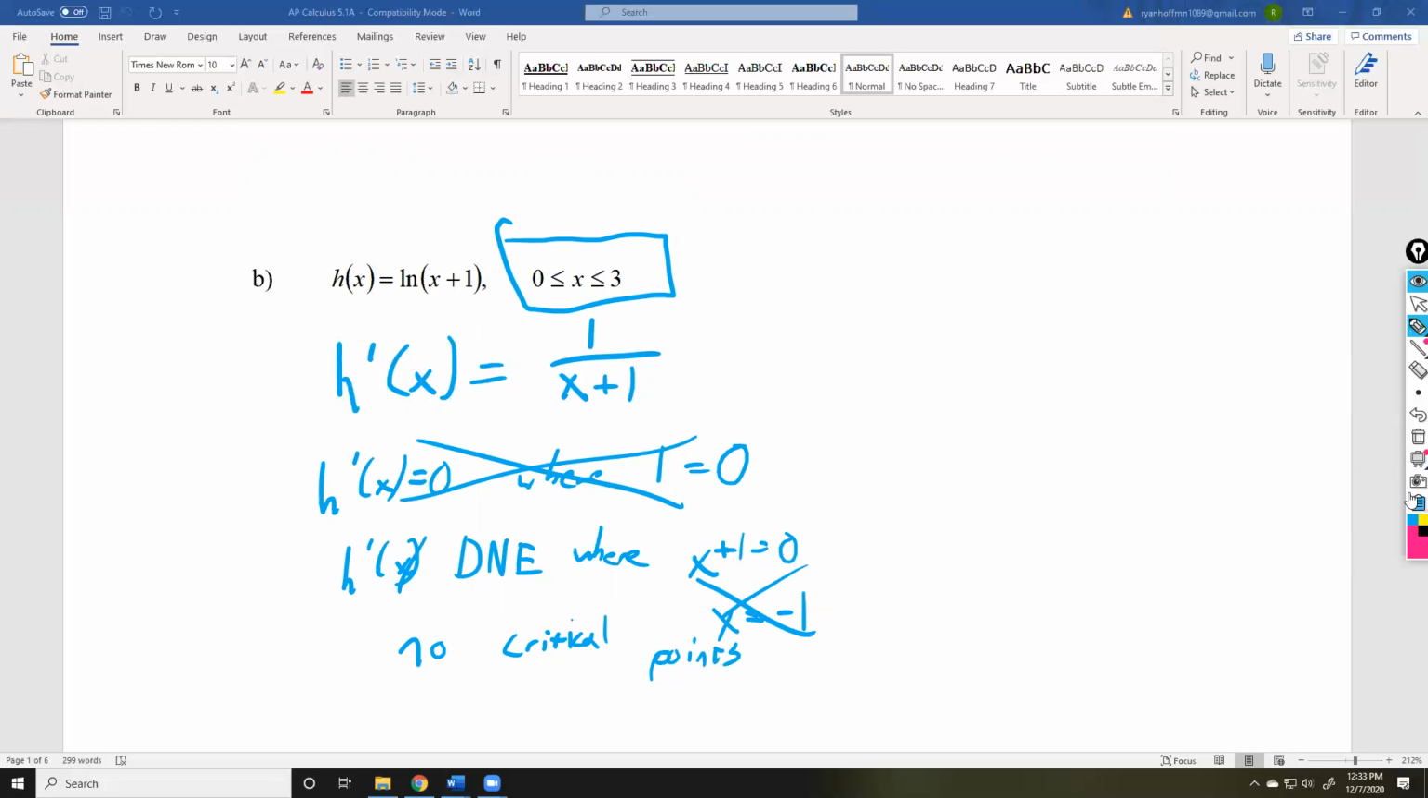So now all we need to check is our endpoints. We need to check our endpoints to figure out where our absolute minimum and absolute maximum are. So we need f of 0, and we need f of 3. We want to know what the y coordinates are. So that's why we're checking the original function to figure out what the y coordinates are.